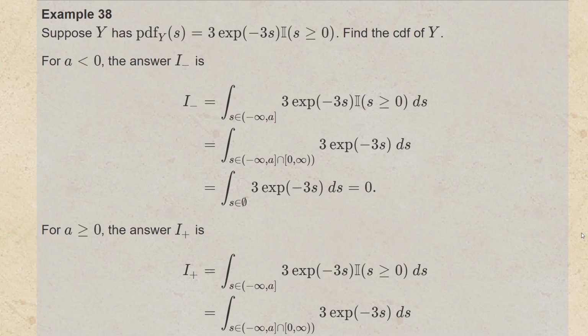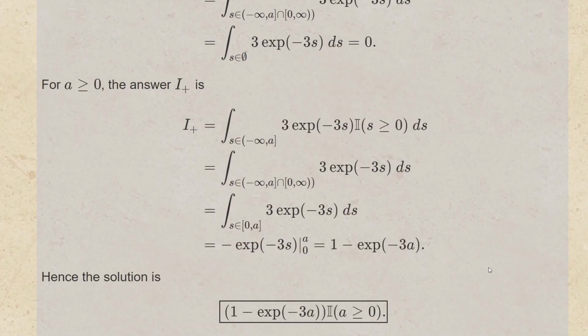The interesting case is when a is greater than or equal to 0. At that point, the intersection between negative infinity up to a and 0 up to infinity is going to be 0 up to a. And so we can go ahead and anti-differentiate and evaluate, and we find that we're at 1 minus e to the minus 3a. So when we write down the solution for what the CDF actually is, we're going to take that quantity, 1 minus e to the minus 3a, and multiply it by the indicator that a is greater than or equal to 0.